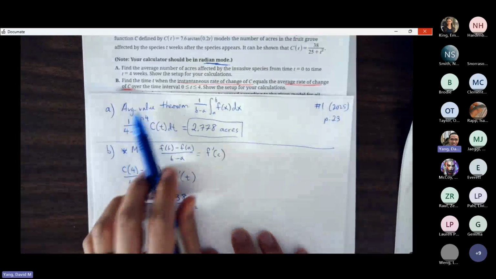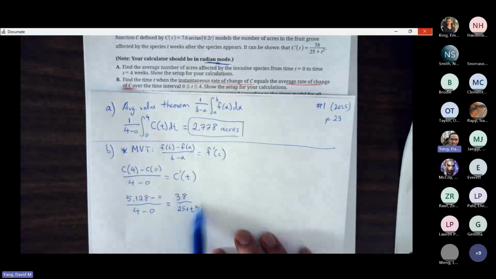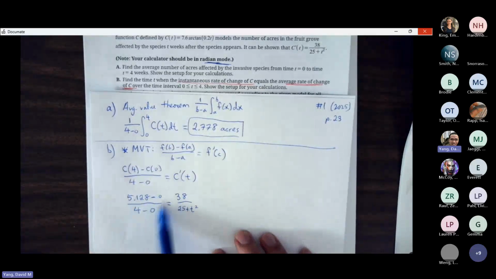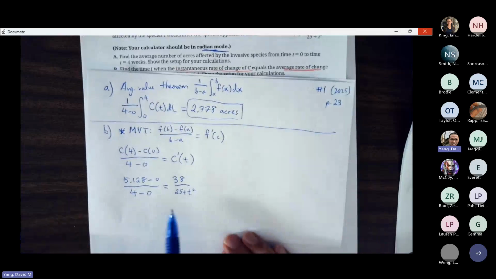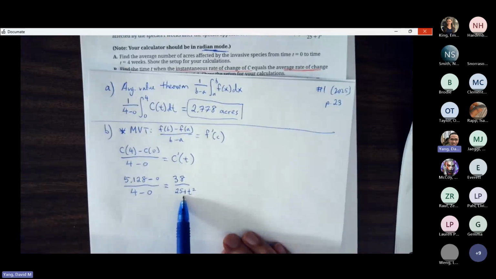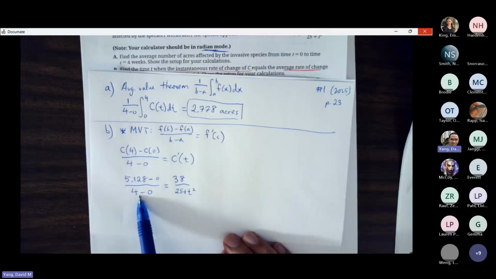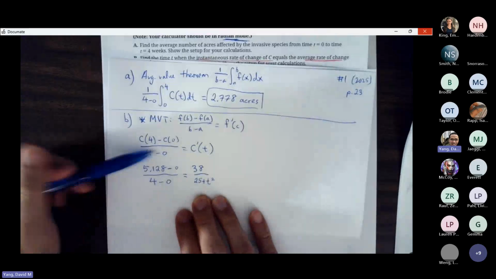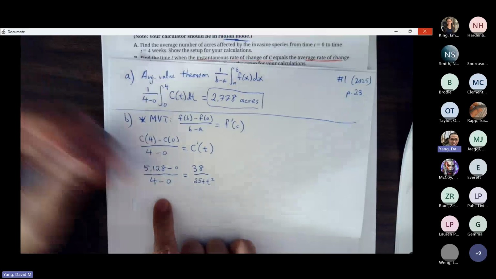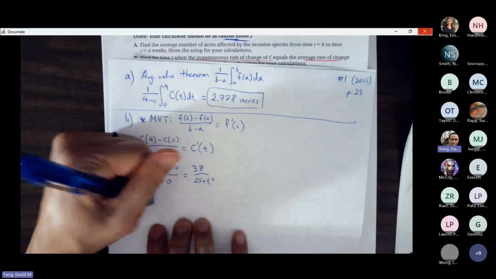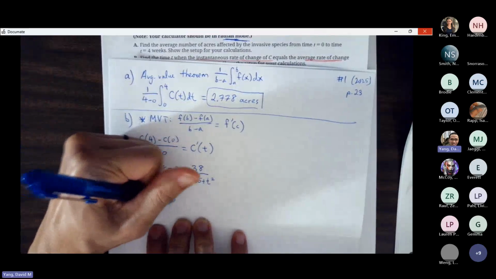So the problem says, find the time when the instantaneous rate of change equals the average rate of change. And this is a calculator problem, so we're going to make the calculator find that variable for us. So I'm just going to put this in the calculator here. Well, at least I would like this to be a little bit cleaner here. So 5.128 divided by 4, going to get 1.282.